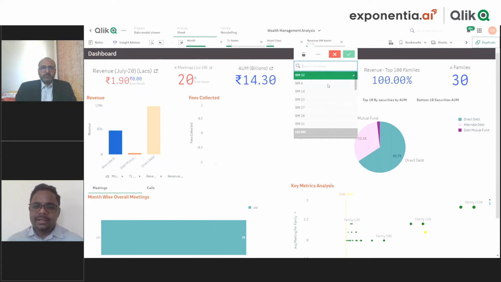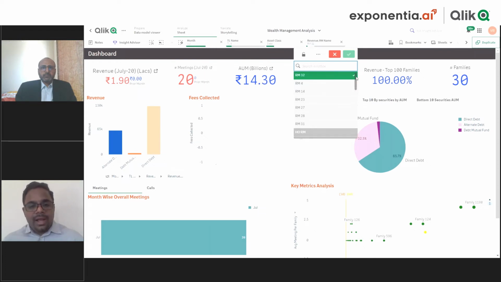These are highlighted in light gray, or you can say white. What it means is they are available for selection. That means that these particular RMs are selling debt as an asset class for the month of July, and you can look at their performance by their selection.